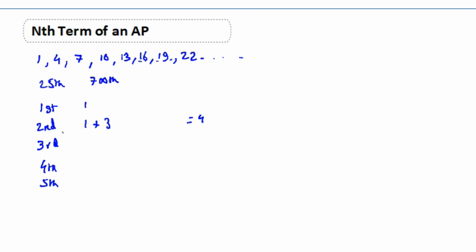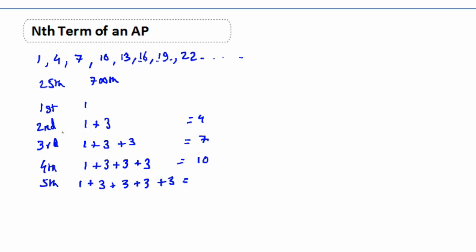In the third term, I've got 4, which I've already written as 1 plus 3, and I'm adding another 3 to that. So that gives me 7. Then to get the fourth term, I am taking the third term, which is 1 plus 3 plus 3, and I am adding another 3 to that to get 10. And to get the fifth term, I am taking the fourth term, which is 1 plus 3 plus 3 plus 3, and I am adding another 3 to that, and I get 13. So that's how the sequence is progressing.